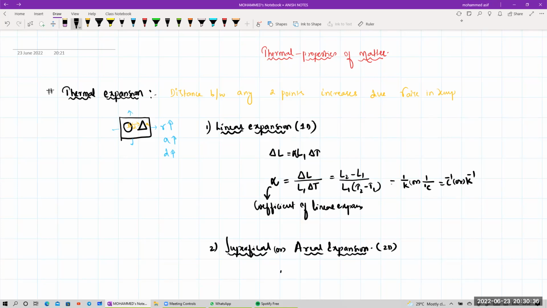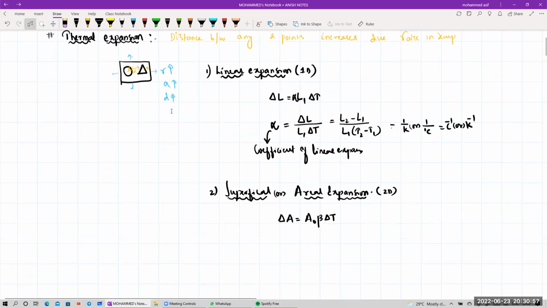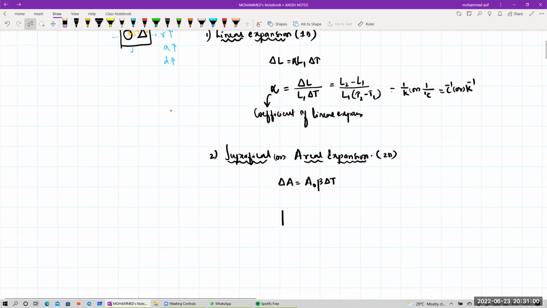So when I'm talking about expansion in area, the change in area will be equal to some initial value, that is A naught, times some constant beta times the temperature difference, same as above. In place of length, we are writing area, and in place of alpha, we are writing beta. That means beta is equal to the change in area divided by the original area times the temperature difference.